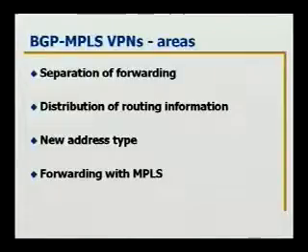Secondly, what was the driver for all this? I wanted to achieve connectivity between my sites. So we're going to see how we achieve connectivity by doing distribution of routing information. Thirdly, we wanted to have overlapping, to allow private address spaces for each one of the VPNs. And we're going to see how this is achieved with a new address type. And finally, we wanted to forward traffic among these different sites. So we're going to see how this is achieved with MPLS.